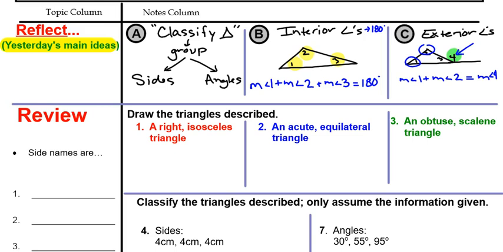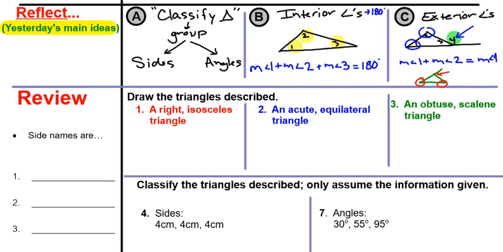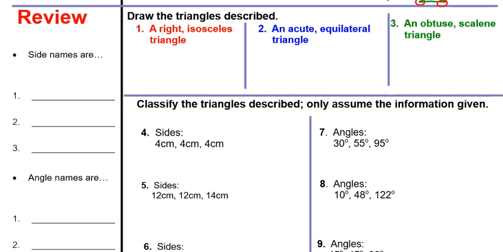We used the two remote interior angles, the sum of the two remote interior angles, and that always equals the exterior angle. Understanding that that triangle can have a tail anywhere, and I would use these two angles to equal this exterior angle. Wherever the exterior angle is, you use the two angles that don't touch it. All right. Then a little bit of review specifically about all of the kinds of triangles that we have.